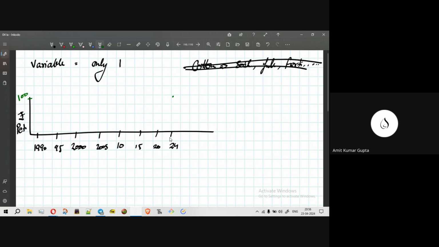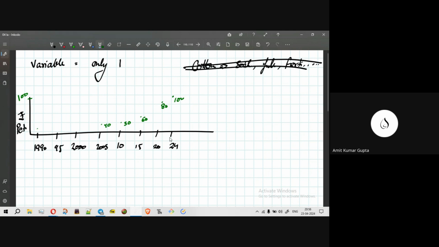And what was in 2020? It was some 80 something. And in 2015, it was quite a drastic change. In 15, it was quite low, I think 50 or 60 something. Let's say 60. So 60, 80, 100. And in 2010, it was somewhere around 50. Here it was somewhere around 40.